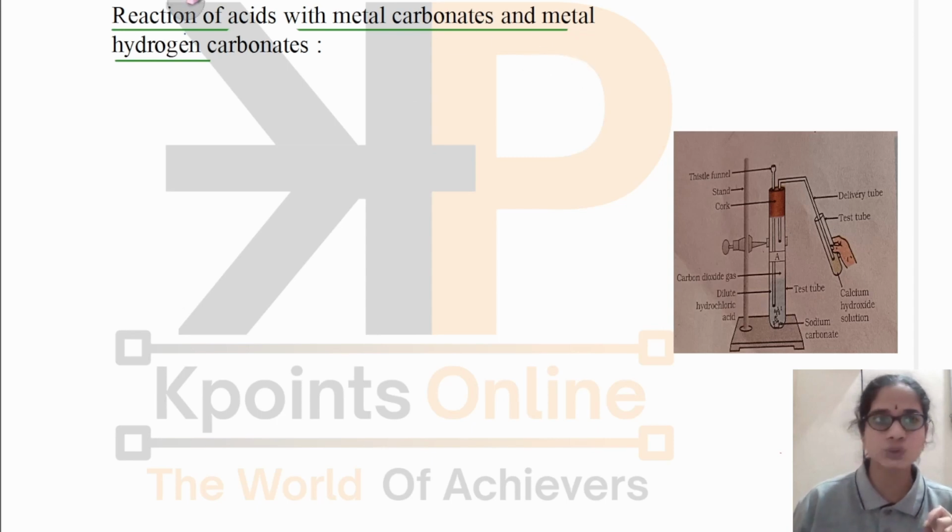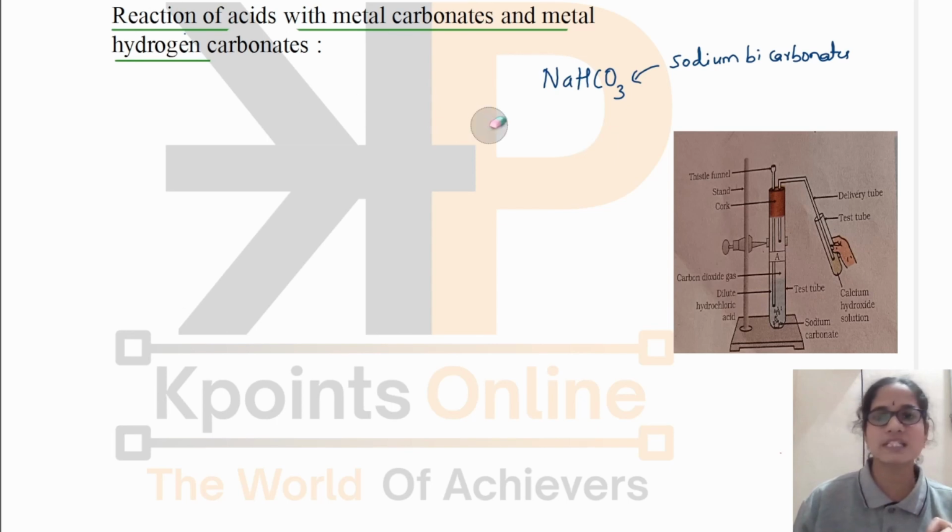Now we are going to see the reaction of metal carbonates and metal hydrogen carbonates with acids. What about metal hydrogen carbonates then? They are also called metal bicarbonates. NaHCO3 is an example of a metal hydrogen carbonate, which is also called sodium bicarbonate. Means metal hydrogen carbonates are also called metal bicarbonates.